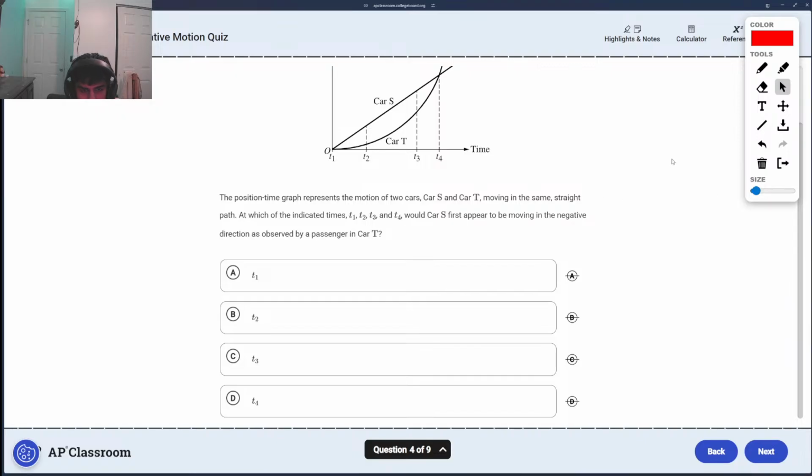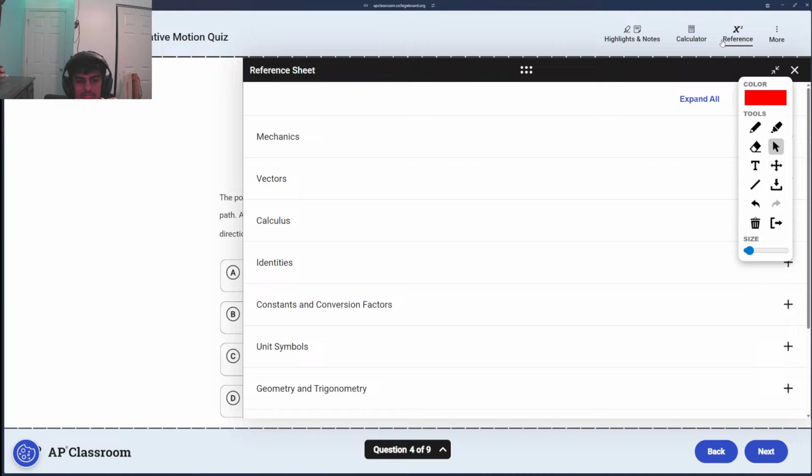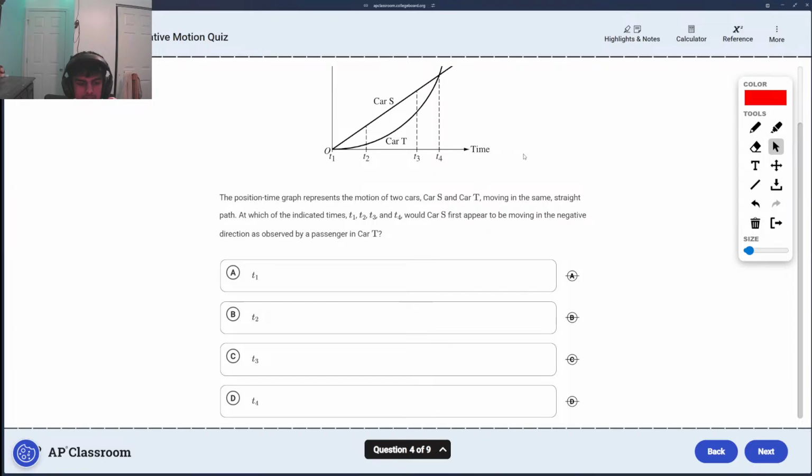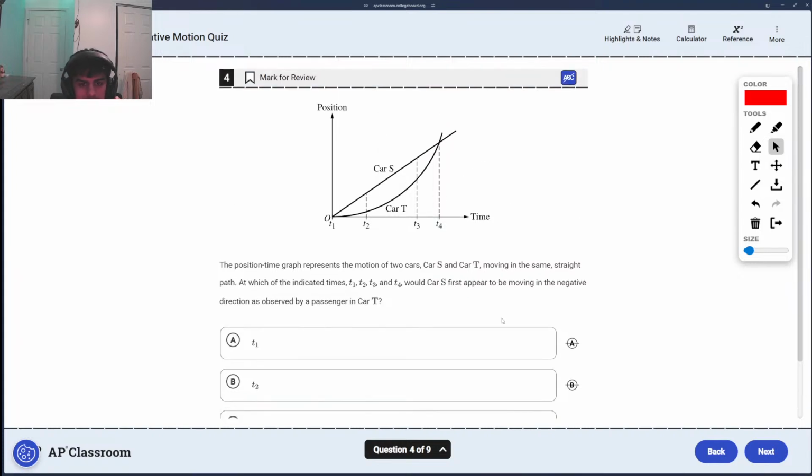The position time graph. Position time graph represents the motion of two cars, S and T. Which indicated times would S appear to be moving in the negative direction? It's when the velocity of T is greater than the velocity of S. So T4, the first time. Not T4, T3. Look at the slope, because that's a graph of position. You need to look at the slope for velocity.